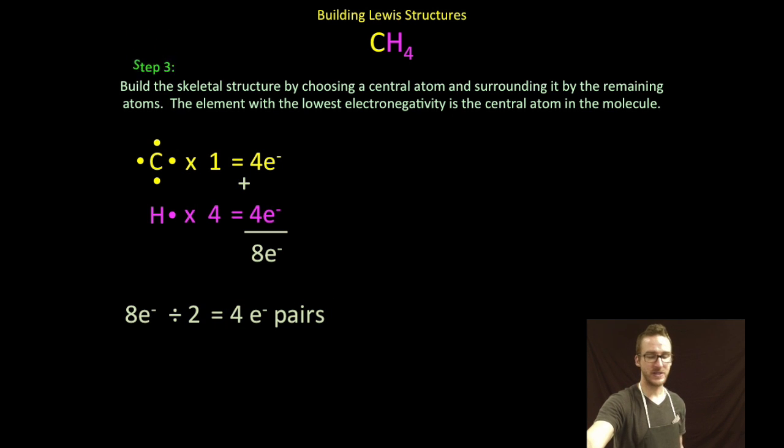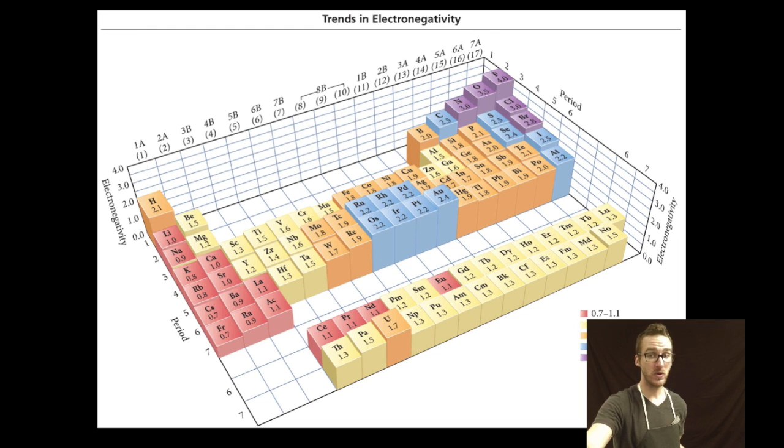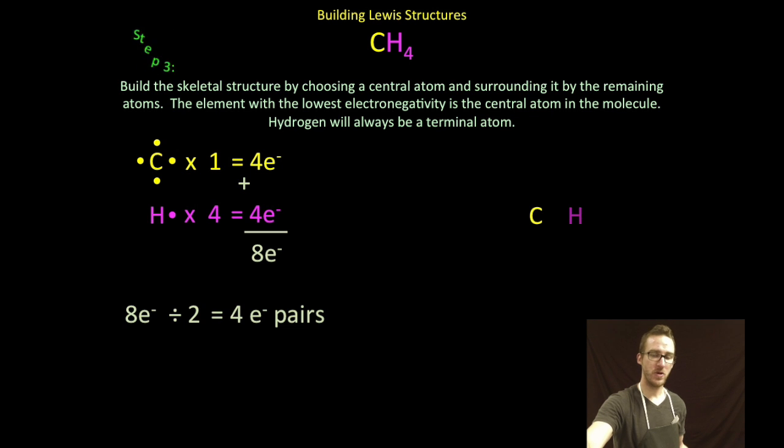Step 3: Let's build a skeletal structure by choosing a central atom and surrounding it by all the other ones. Again, keep in mind that hydrogen will never be your central atom, so I shouldn't have to look at my periodic table. But in general, we're looking for the least electronegative element to be central in our Lewis structure. So I'm going to throw carbon in the middle and surround it by all my other atoms.